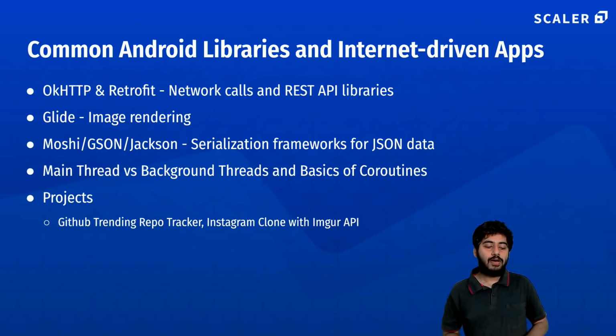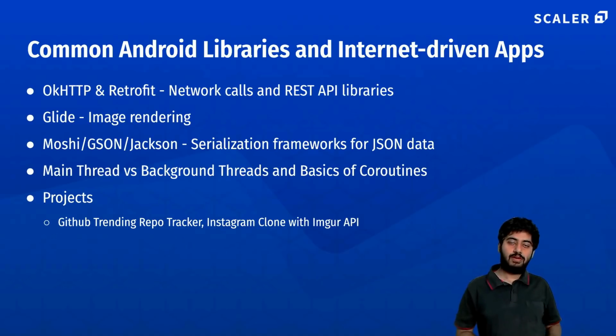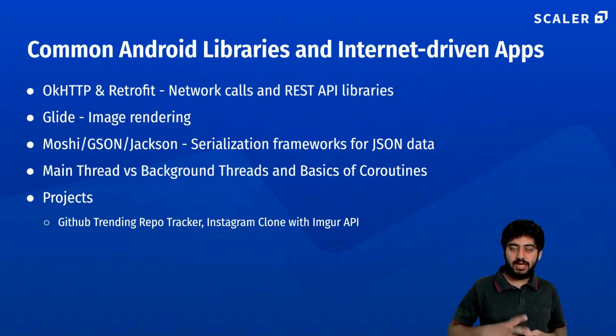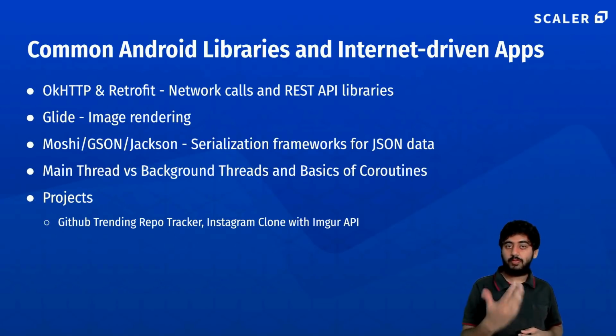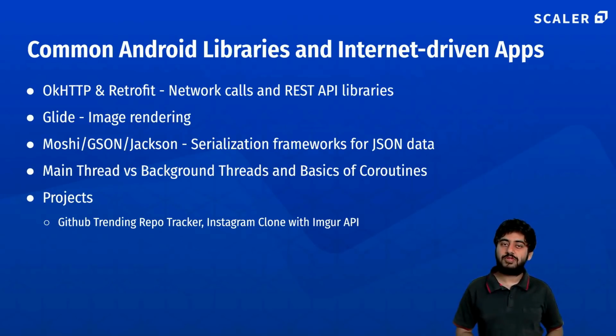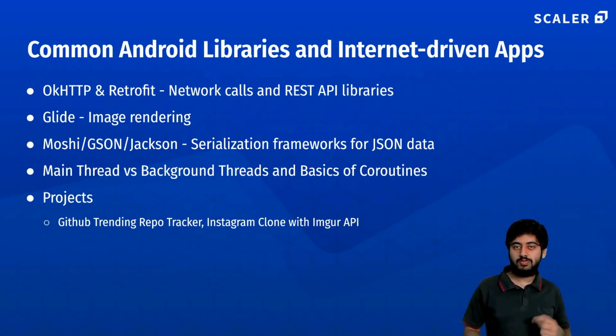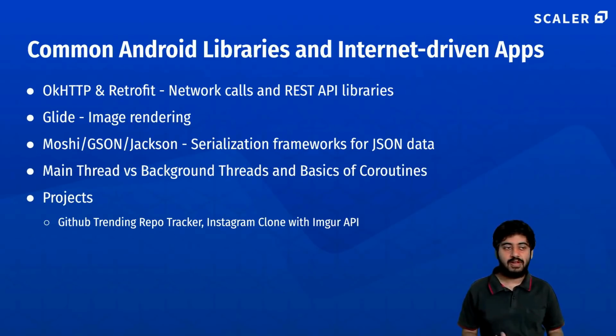After you have learned these things, you are at a place where you can build something like an app which tracks the trending repositories on GitHub today, using GitHub's API. Or you can use Imgur, which is a photo sharing website, use the API of Imgur and create a clone of Instagram using that data. These kinds of apps you can start making, and these now start looking like projects which you can actually put up on the Play Store for fun. Some people might even download and use them.